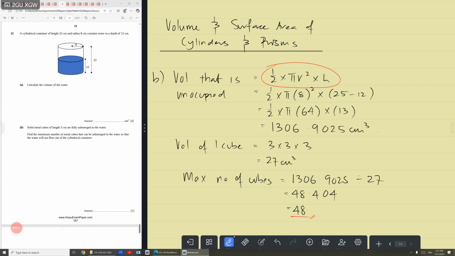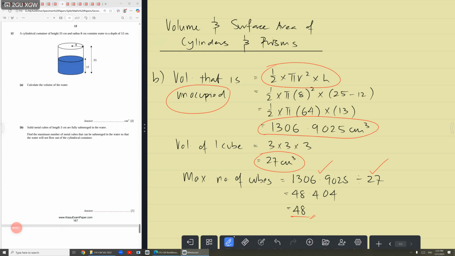Okay, and then metal cubes, solid metal cubes of length 3 cm are fully submerged in the water. What's the maximum number of metal cubes that can be submerged in the water so that the water will not overflow? So we need to find the volume of the container that is not occupied, which is equal to 1306.9025, and then find the volume of 1 cube, which is 27 cubic centimeters. So if you put 2 cubes, it's just 27 times 2, right? So logically, to find the maximum number of cubes, we just take the volume of the unoccupied cylinder, divide by the volume of 1 cube, and then we get our answer.